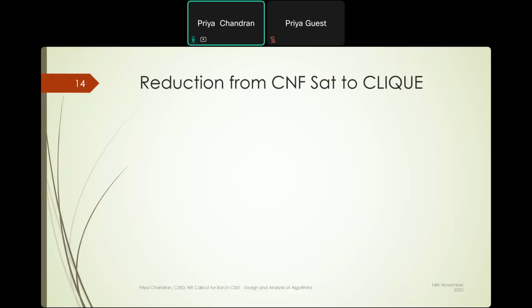I'll start the next class from this point onwards, that is, showing a reduction from CNF SAT to clique. So for the present, I'm stopping here. Please review the concepts that have been done before you move on to the next one, that is, the reduction from CNF SAT to clique and a few other reductions. Please make sure you understand everything before coming to this.